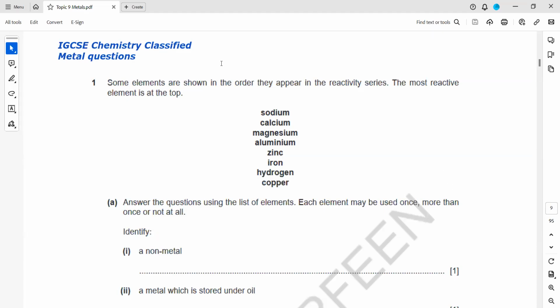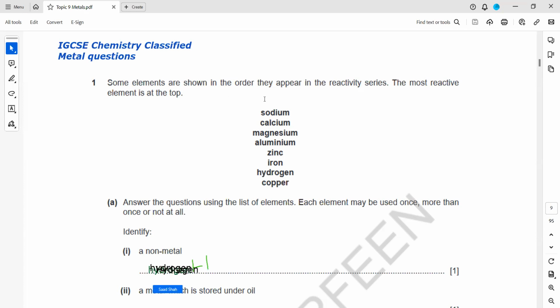So topic metal, topic 9, which is the metal topic. You can annotate on the screen. You can also use the chat to answer these questions. Some elements are there, as you can see. Some elements are shown in order.